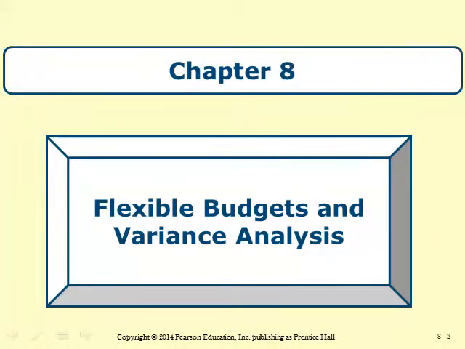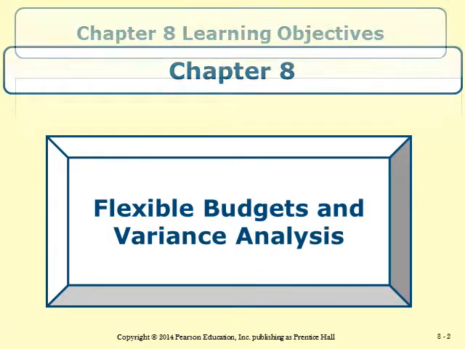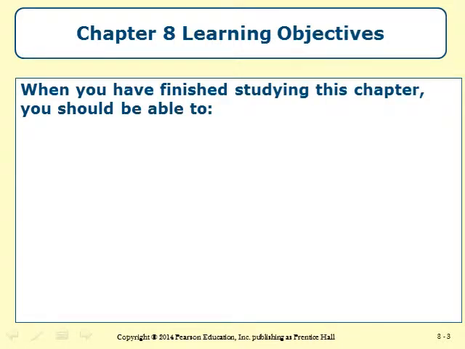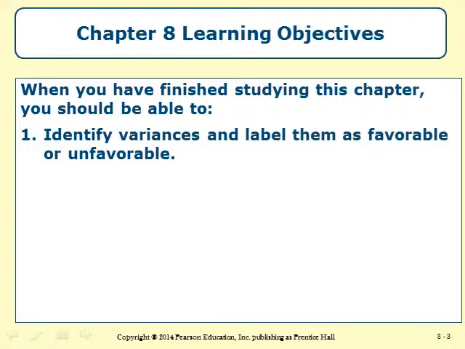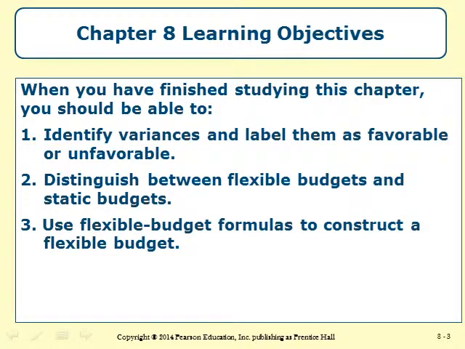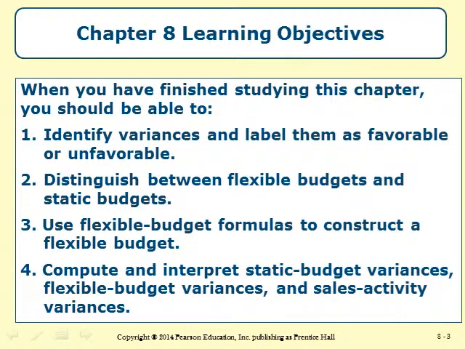In this session, we're going to talk about flexible budgeting and variance analysis. When we finish this section, we should be able to identify variances and label them as favorable or unfavorable. We should be able to distinguish between flexible budgets and static budgets in the approach that we take, and use flexible budget formulas to construct a flexible budget. We should also be able to compute and interpret static budget variances, flexible budget variances, and sales activity variances.